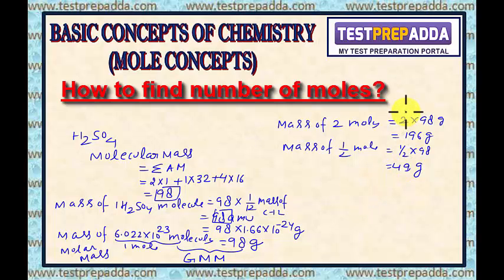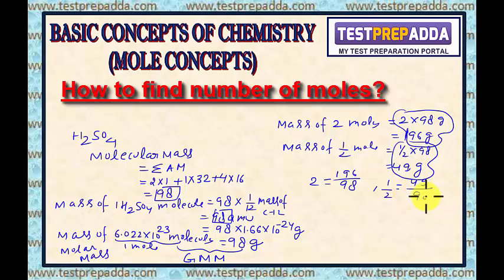Now look at this part. I can write 2 is equal to 196 upon 98. I can write half is equal to 49 upon 98. What is 2? Number of moles. What is 196? Mass of the substance. What is 98? Molar mass of the substance. Here, half is the number of moles, 49 is the mass, 98 is the molar mass.